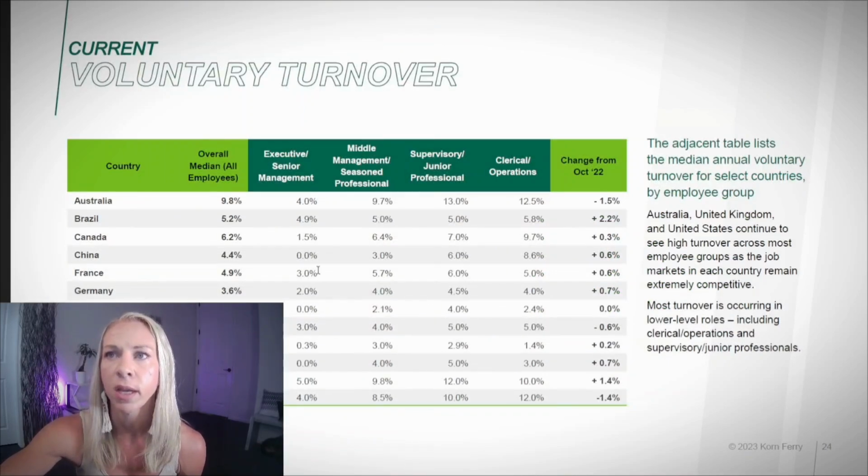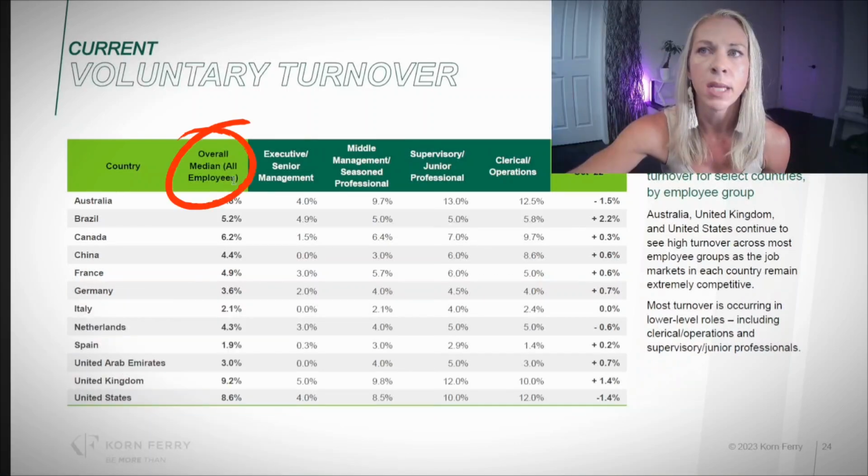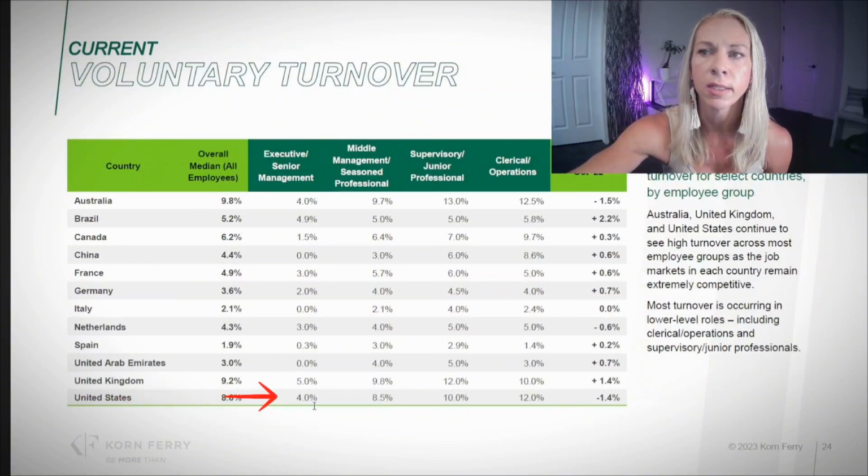And this is looking at voluntary turnover. So if you want to compare your turnover to the national average, the United States is in here. At the bottom, overall median, all employees, 8.6%. Executive and senior is 4%, middle management 8.5%, junior professional 10% turnover, and clerical and operations is 12%.